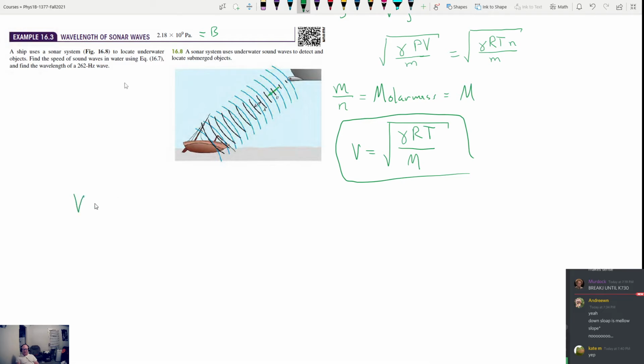To find the velocity of sound in water, we just need to take the square root of B divided by rho, where rho is the density. In the numerator, we'll have 2.18 times 10 to the 9 pascals, and the denominator will have the density, which for water is 1,000 kg per meter cubed.